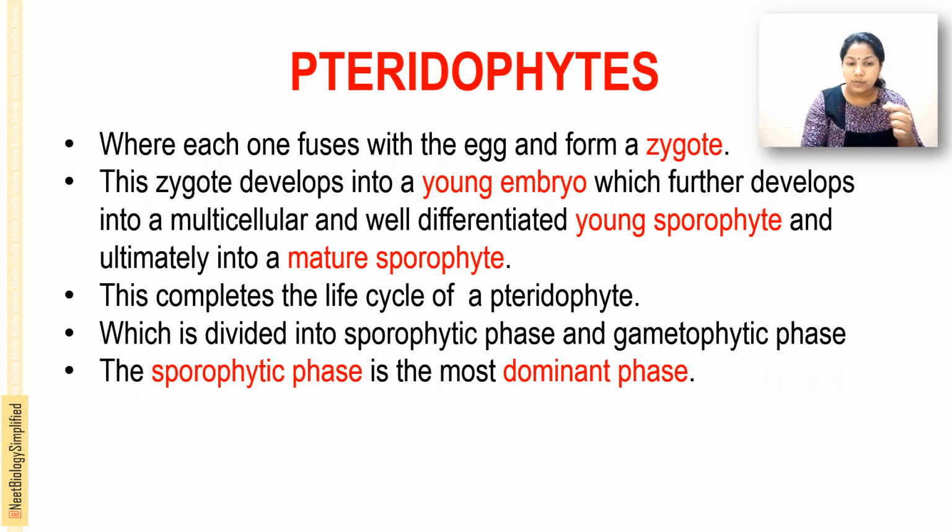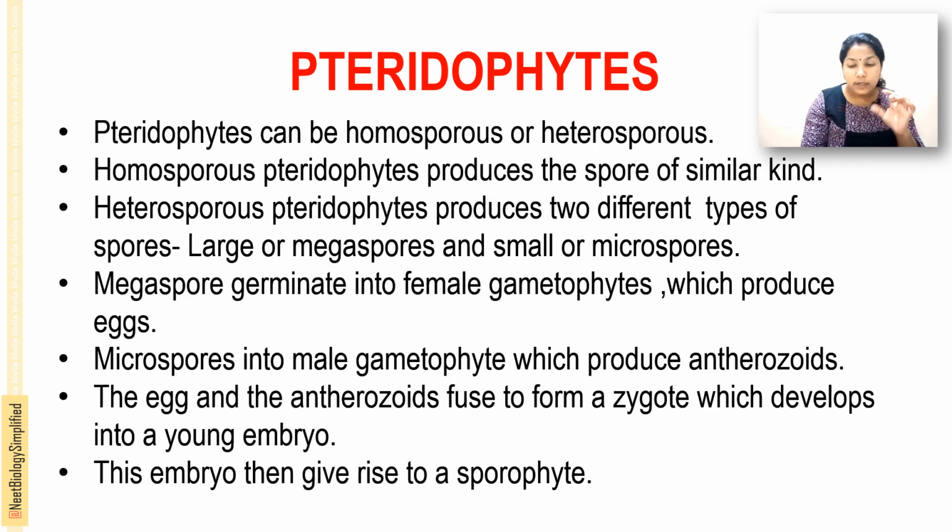And here, the sporophytic phase is the most dominant phase. Okay, that's the dominant phase of the pteridophytes, the sporophytic phase. And the pteridophytes can be homosporous or heterosporous. In the previous slides, we already mentioned that when classifying, there are 4 classes. There we can see some are homosporous, some heterosporous, and both may be there. So pteridophytes can be homosporous and heterosporous, either one or both.